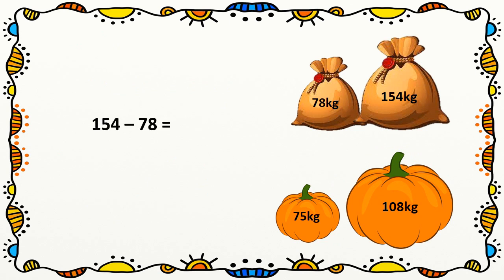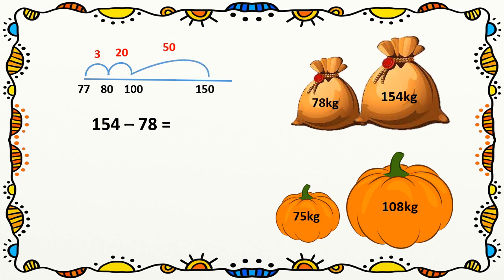154 minus 78 is equal to. 78 onto 80 is 2. 80 onto 100 is 20. 100 onto 150 is 50. 150 onto 154 is 4. 2 plus 20 plus 50 plus 4 equals 76.